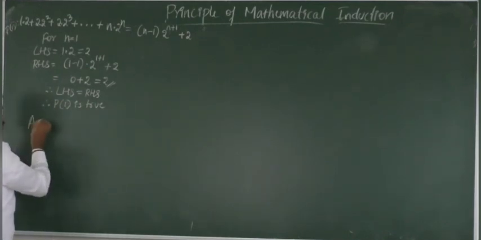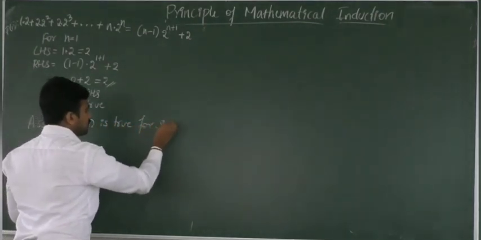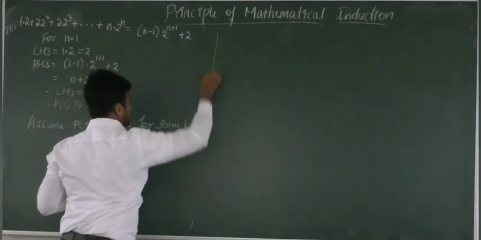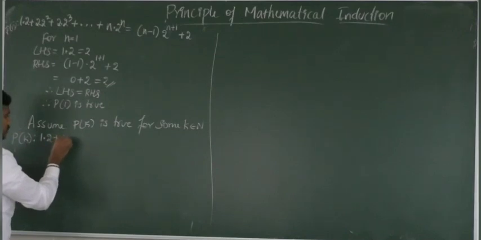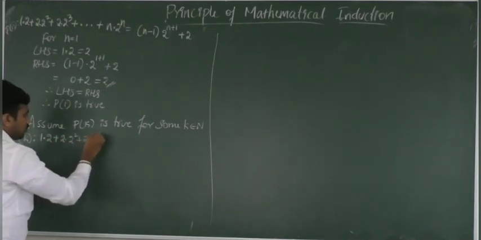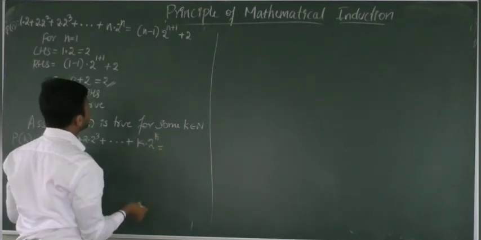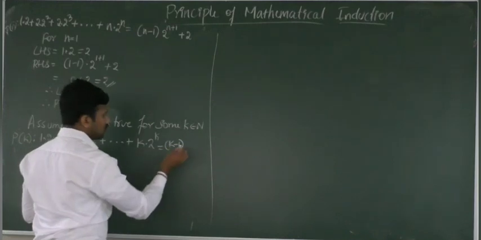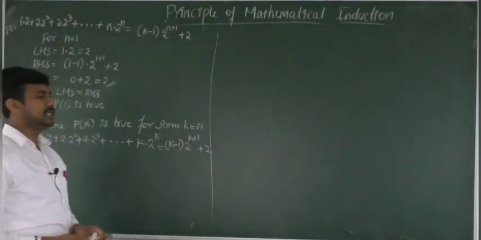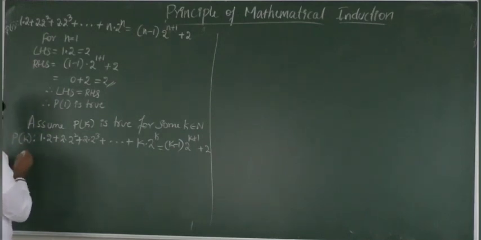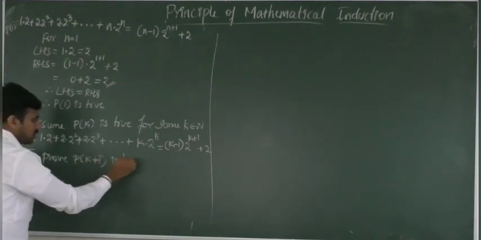Now you have to assume that P of k is true for some natural number k, some k belongs to N. So we can write P of k as 1 into 2 plus 2 into 2 square plus 3 into 2 cube and so on, plus k into 2 to the power k is equal to (k minus 1) into 2 to the power k plus 1, plus 2, where k is some positive integer. Now to prove P of k plus 1 is true.